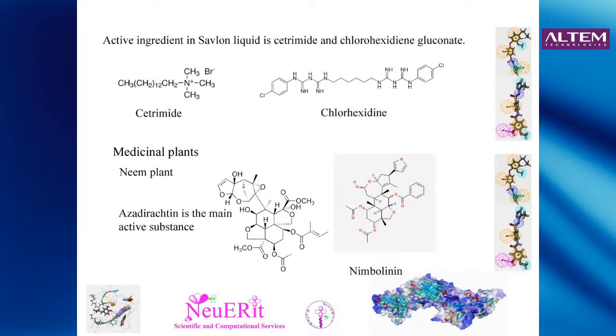Now come to the medicines. Medicines also are chemicals that are part of our daily life. Let's have a look at the medicinal plants. We all know that neem is an important medicinal plant, and it contains many chemicals, and the one with the highest percentage is azadirachtin. It is the main active substance. So this is the structure, and this is the structure of nimbolinin. It is actually a bigger structure. It is not easy to remember. It is just information that these are the chemicals inside the neem plant.